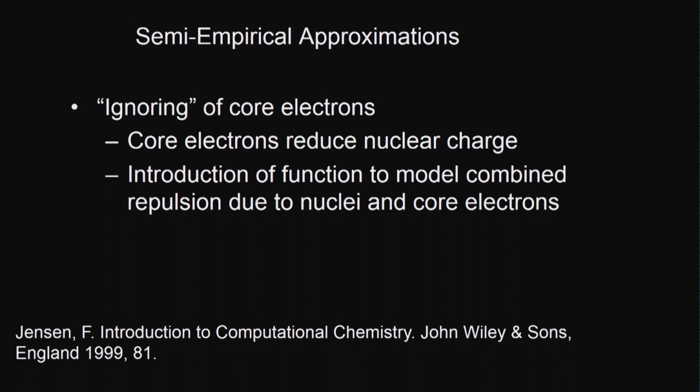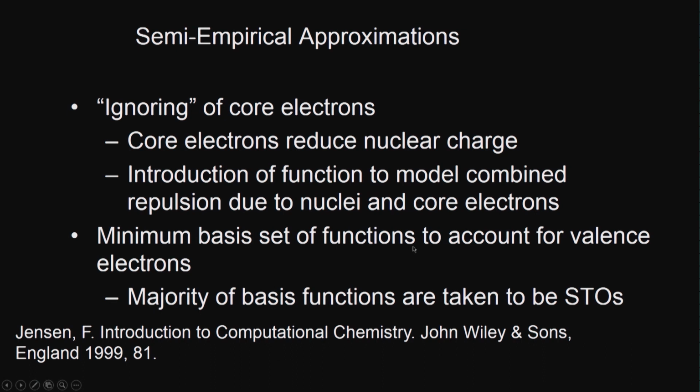So what the semi empirical method does is it ignores core electrons. So it takes only valence electrons, reduced nuclear charge, and introduces a function to model the combined repulsion due to the nucleus and core electrons. So you have a function which takes care of that rather than using integrals. Okay, this is taken from this reference. A minimum basis set of functions is used to account for valence electrons. Okay. So we have a basis set, we defined what is the minimum basis set. We take that to model the valence electrons, that is electrons in the outermost orbit.